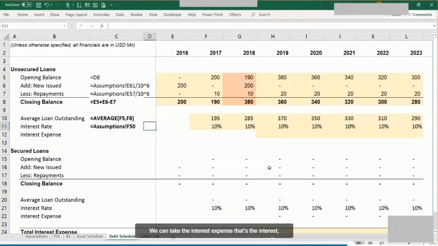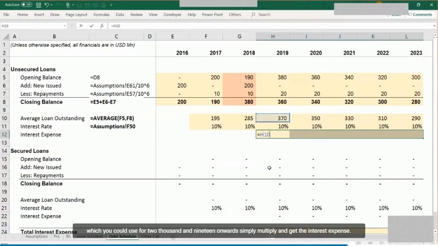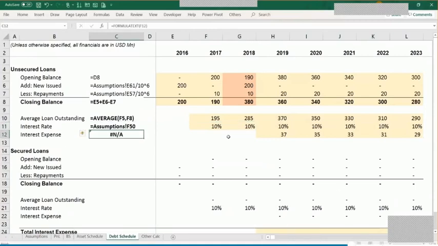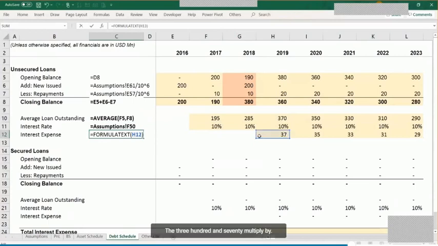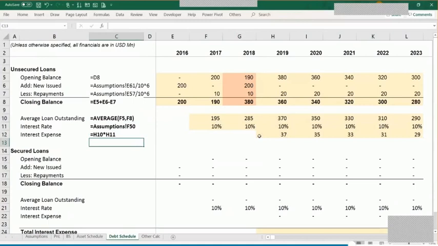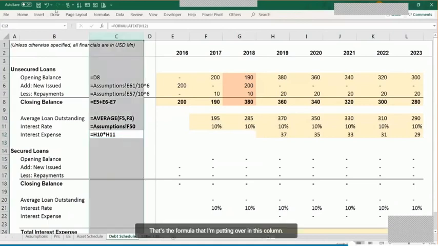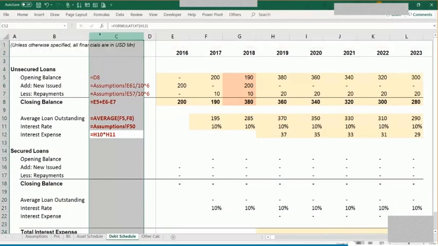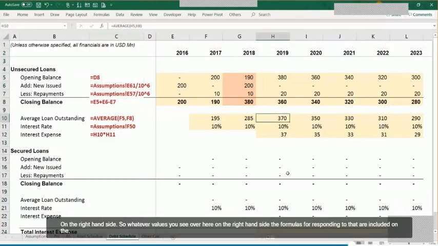That's the interest expense, which you could use for 2019 onwards to simply multiply and get the interest expense. So you could take the formula out here as equal to the 370 multiplied by 37%. So that's the formula that I'm putting over here. In this column, I'm showing all the formulas that I'm using. Whatever values you see on the right hand side, the formulas corresponding to that are included on the left side.